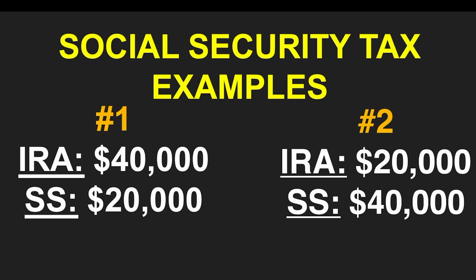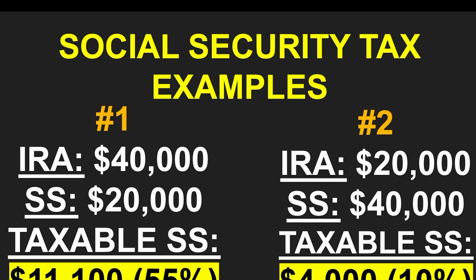But let's say instead of taking $40,000 out of your IRA and having a $20,000 Social Security benefit, which gives that couple the $60,000 they need, let's say we change those numbers, we swap them around. So that's number two. Your Social Security benefit is $40,000, and it stands to reason that to make $60,000 of income, you only need to take $20,000 from your IRA. These scenarios equal totally different numbers. The first one is the one we already did: $11,000 of your Social Security would be taxable. But in scenario number two, because your Social Security is higher and your other income is lower, your taxable Social Security is a little less than half of what it was before.